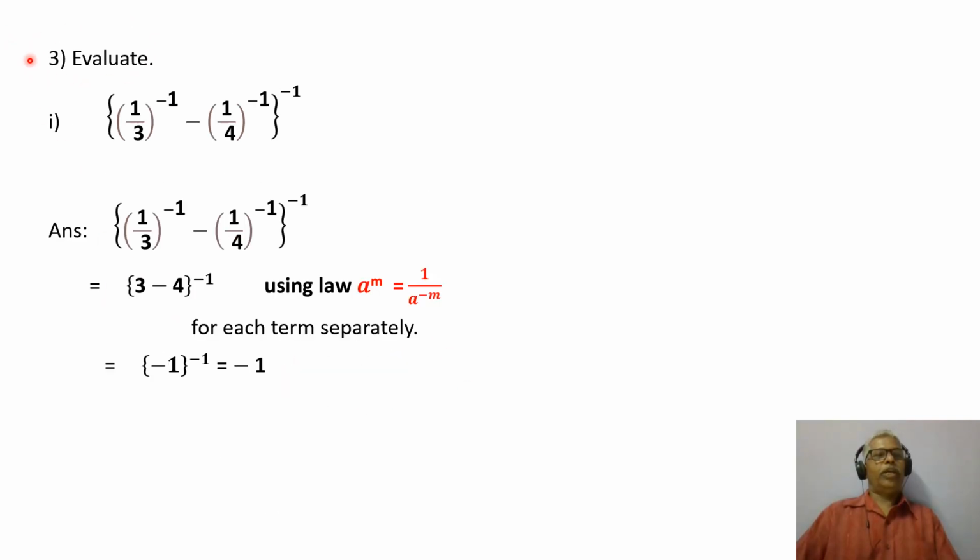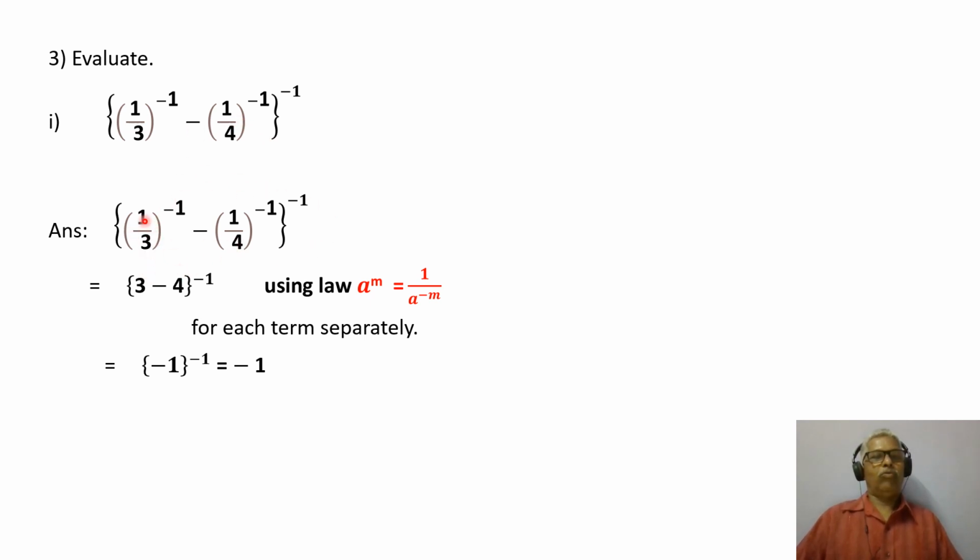Okay, third one, evaluate. First one under this, look at this expression. In the bracket you get 1 upon 3, bracket raised to minus 1, minus 1 upon 4 raised to minus 1, and another bracket, all this in a bracket raised to minus 1. Don't get scared of this many brackets and negative exponents. Such type of problems are generally very easy. Okay, so answer, write the whole expression as it is.